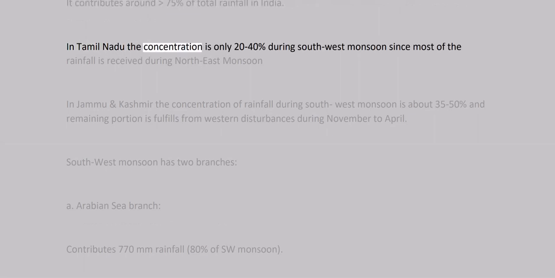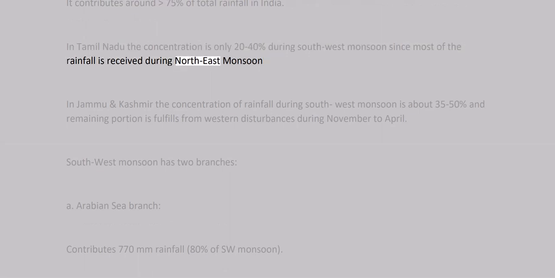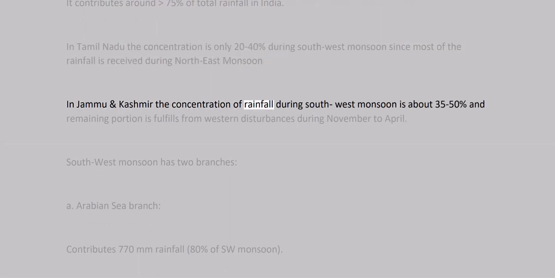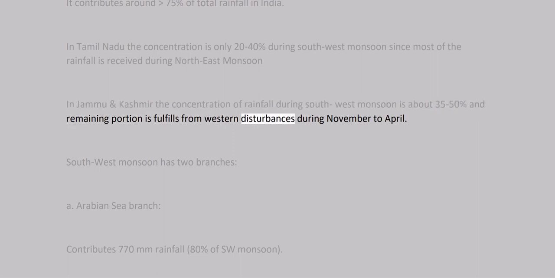In Tamil Nadu the concentration is only 20 to 40% during the southwest monsoon, since most of the rainfall is received during the northeast monsoon. In Jammu and Kashmir, the concentration of rainfall during the southwest monsoon is about 35 to 50%, and the remaining portion is fulfilled from western disturbances during November to April. Southwest monsoon has two branches.